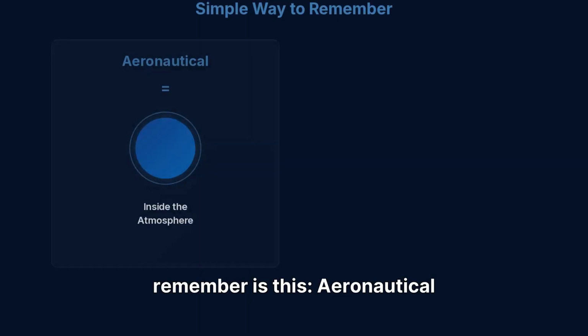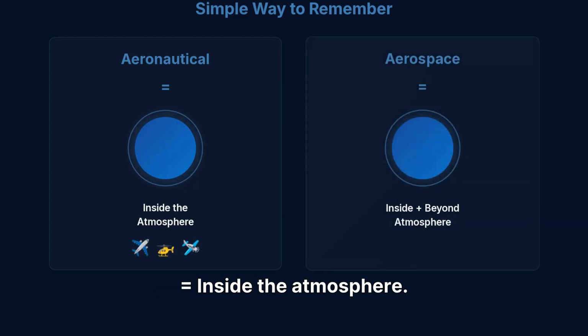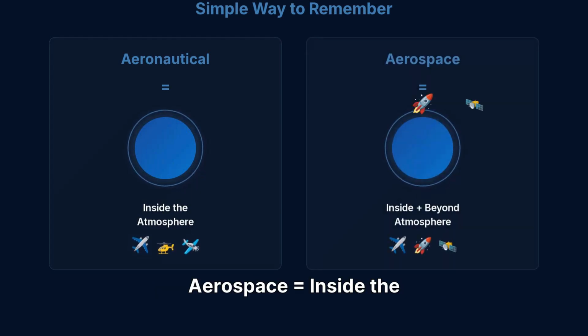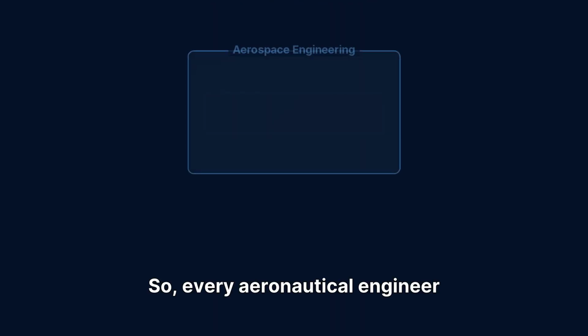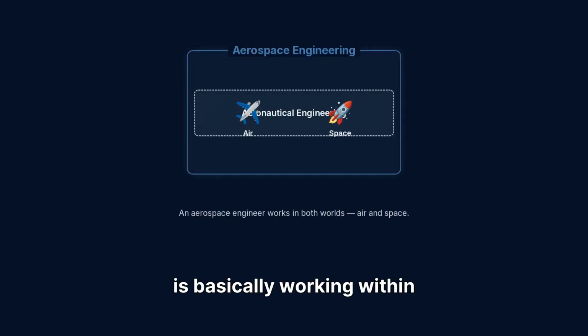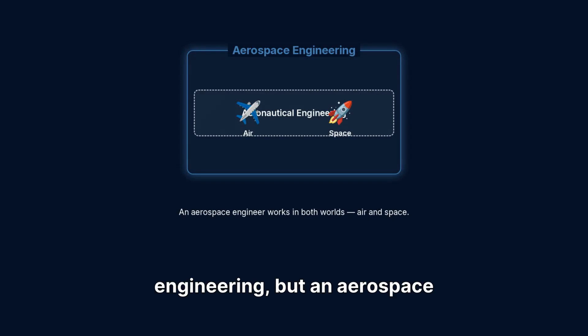A simple way to remember is this: aeronautical equals inside the atmosphere, aerospace equals inside the atmosphere and beyond the atmosphere. So, every aeronautical engineer is basically working within a part of aerospace engineering, but an aerospace engineer works in both worlds, air and space.